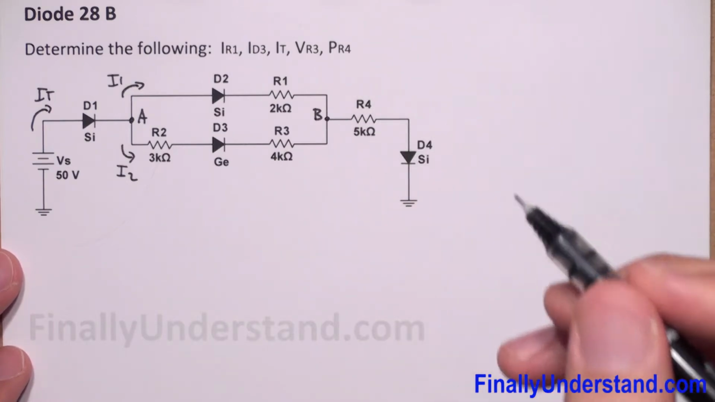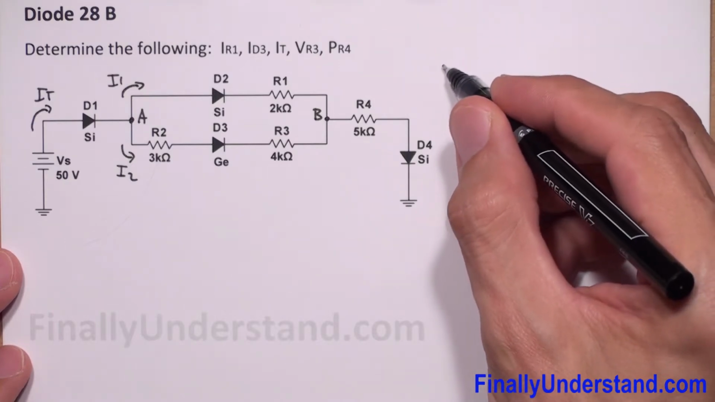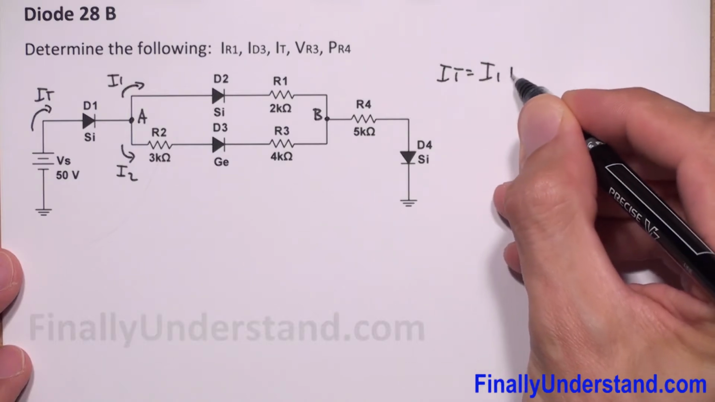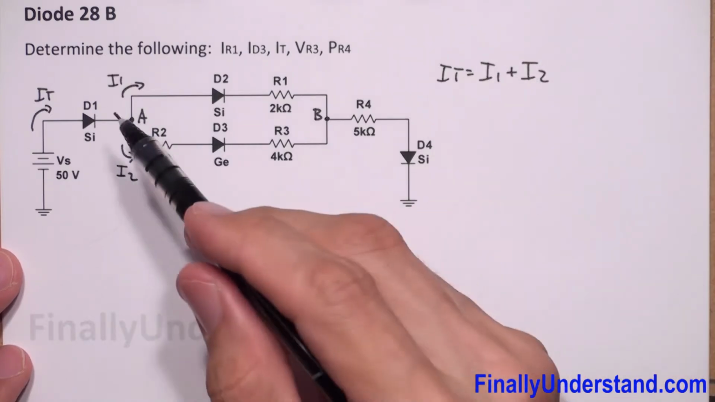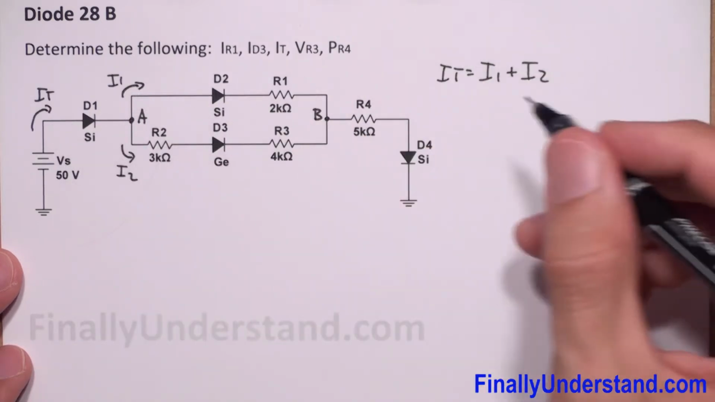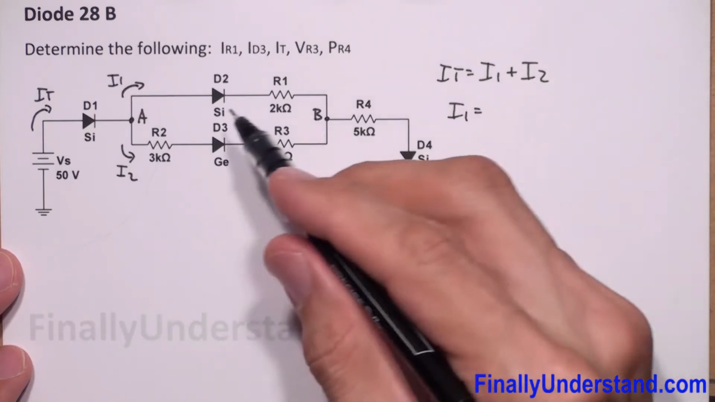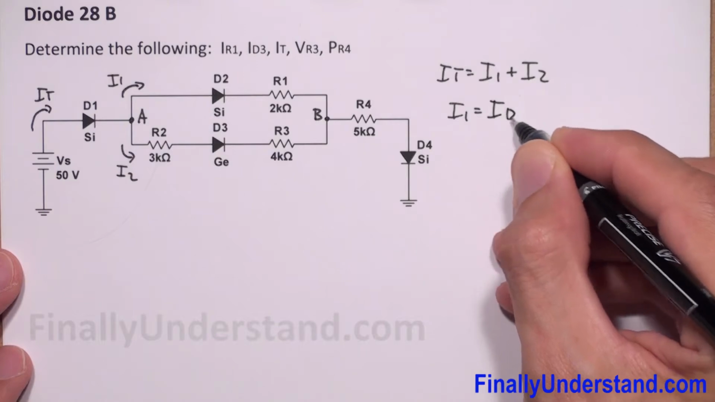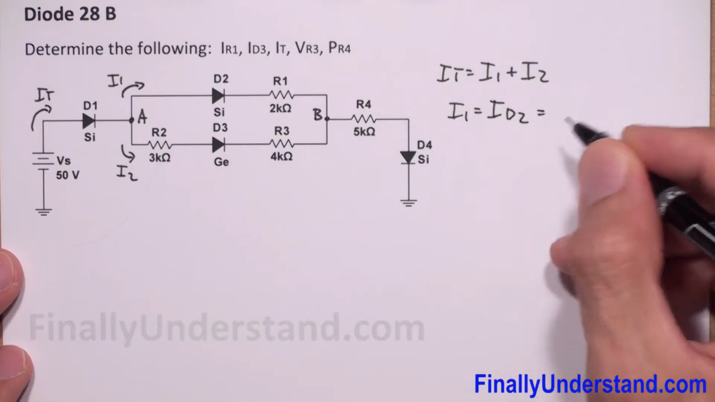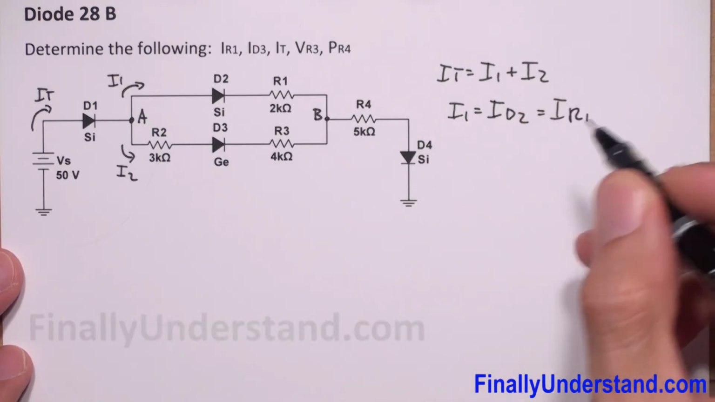What are we supposed to do first? We have to realize that I total is equal to I1 plus I2. The sum of these two currents will give me I total. This is KCL. You're supposed to realize that I1 is equal to ID2, the same current which will go through the diode D2, and this is also the same current which will go through the resistor R1, IR1.